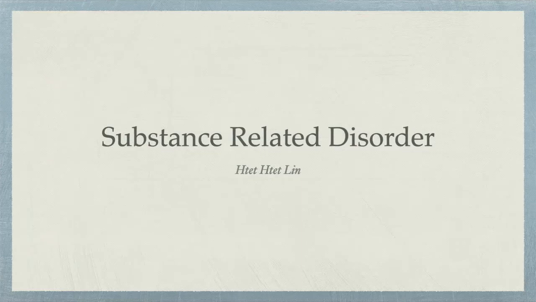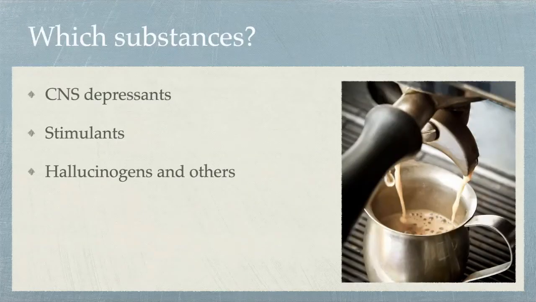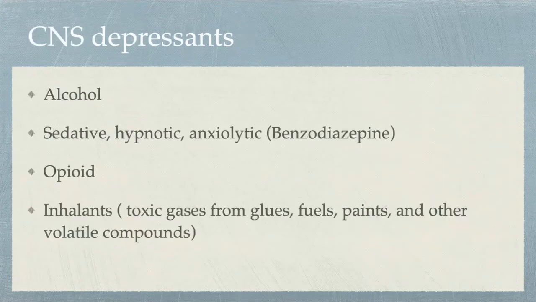Today we are going to talk about substance-related disorder. The substances include the classes of CNS depressants, stimulants, hallucinogens, and others. The depressants group includes alcohol; sedative, hypnotic, or anxiolytic drugs, for example, benzodiazepines; opioids; and inhalants in the form of toxic gases from glues, fuels, paints, and other volatile compounds.